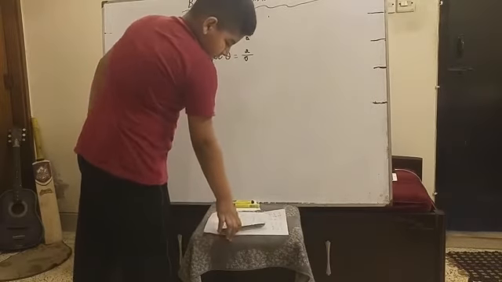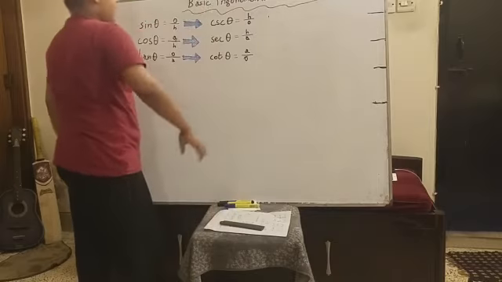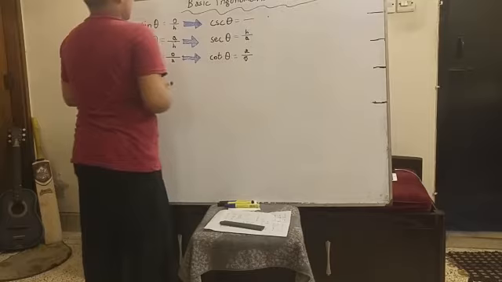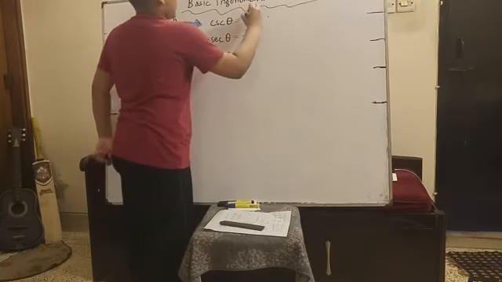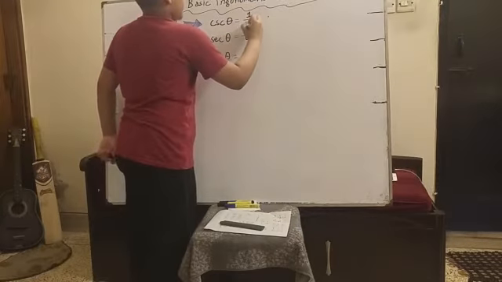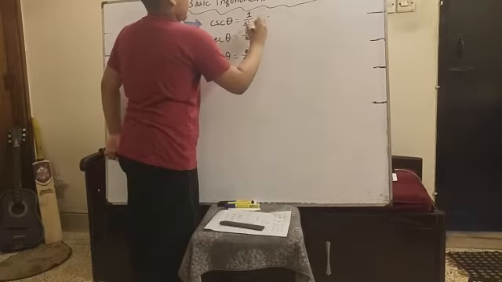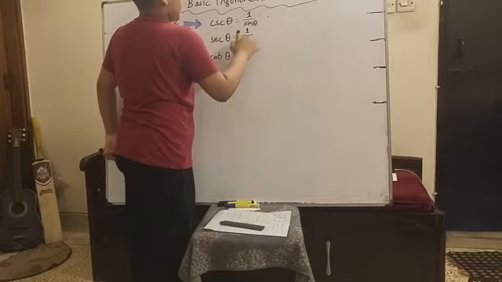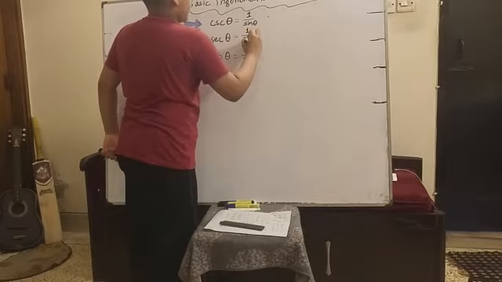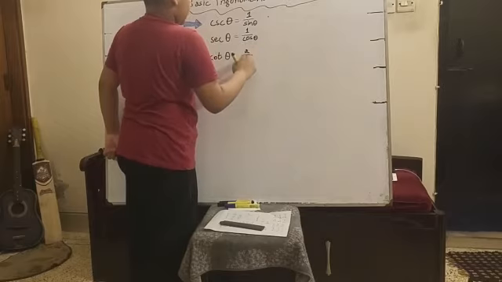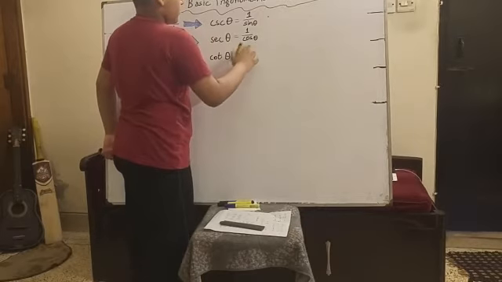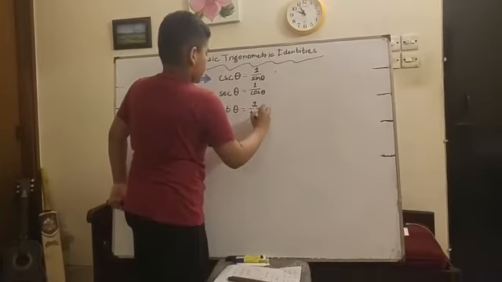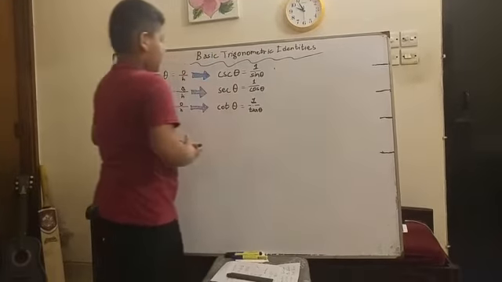And now we have to understand one thing. If these are going to be the reciprocals of each other, it'll be something like this. 1 over sine theta, 1 over cosine theta will be the secant, and 1 over tangent theta would be the cotangent.